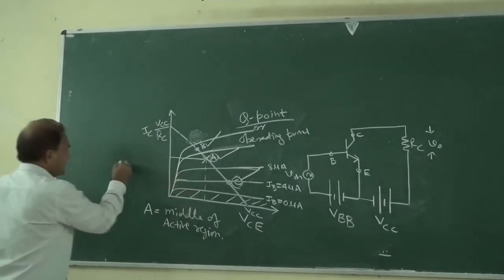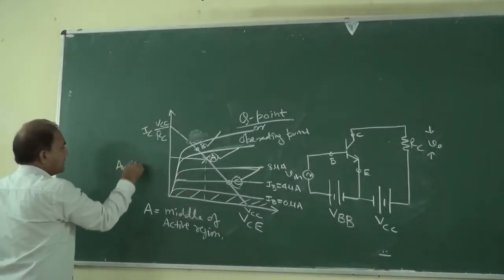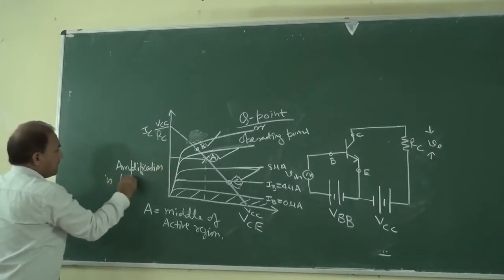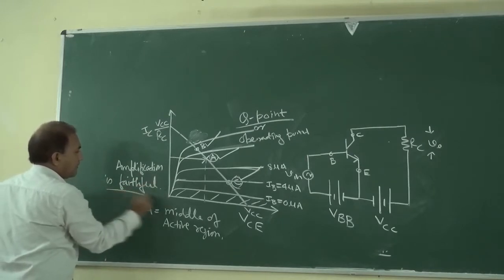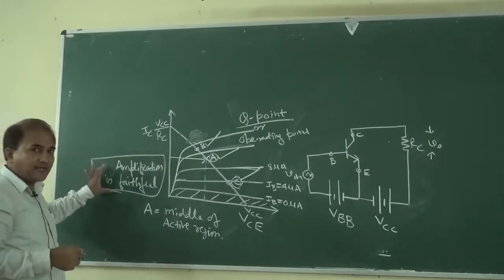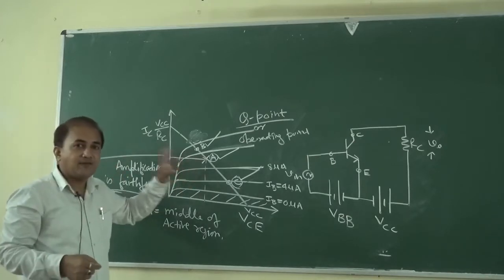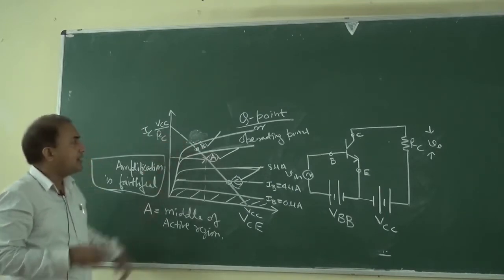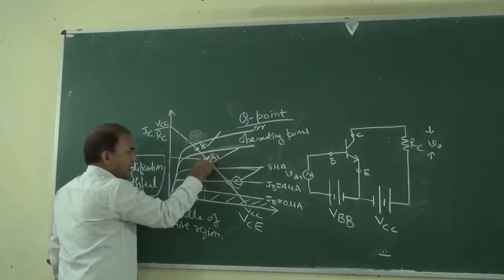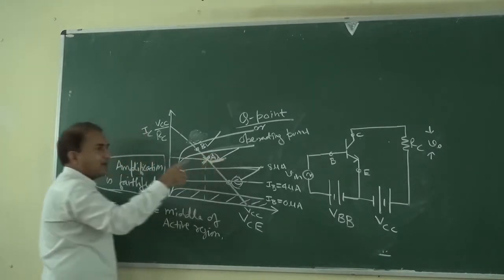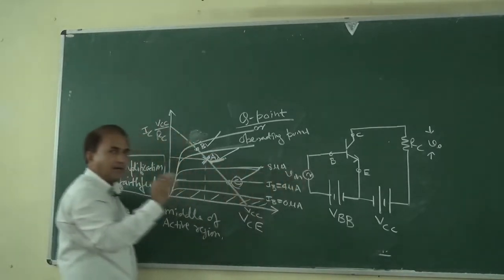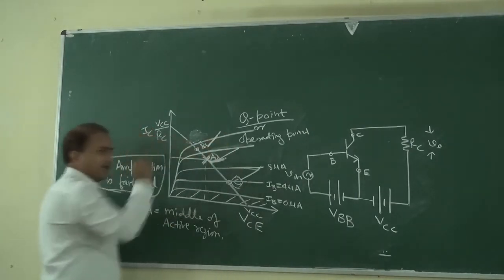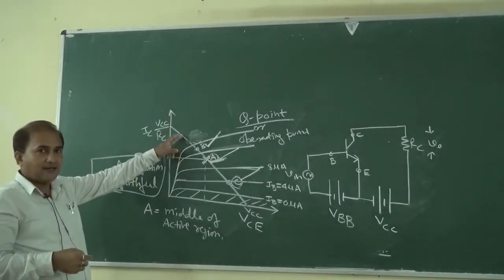So amplification is faithful. Amplification of the signal is faithful when the operating point is fixed at the middle of the active region. If the operating point is at A, then the input signal will be amplified faithfully. Now, if the operating point is at B, near to the saturation region, then what will happen?